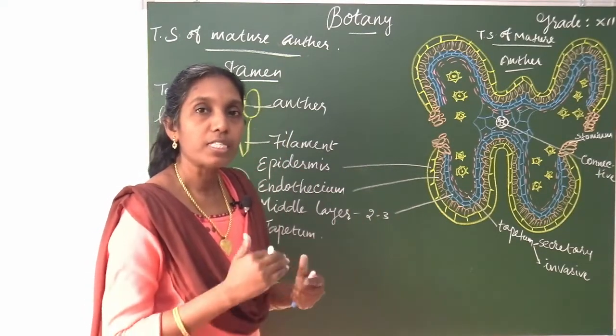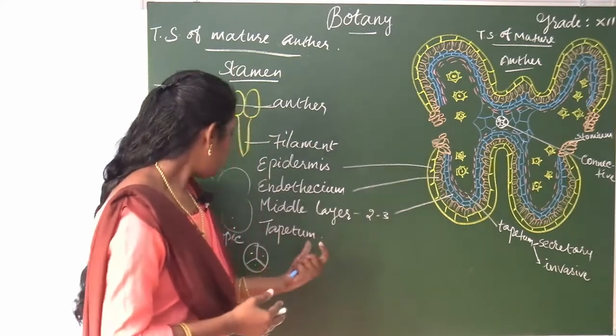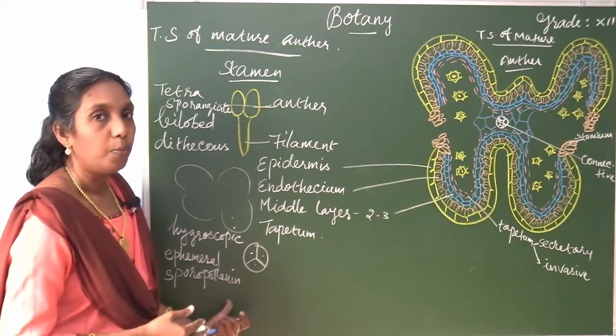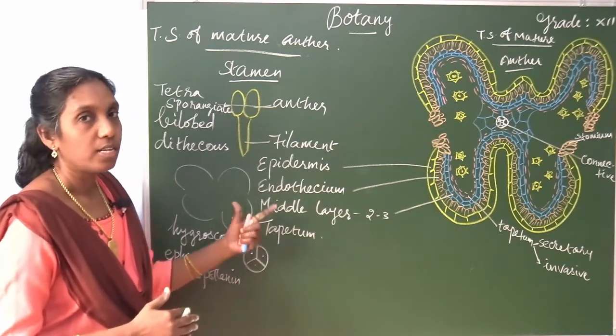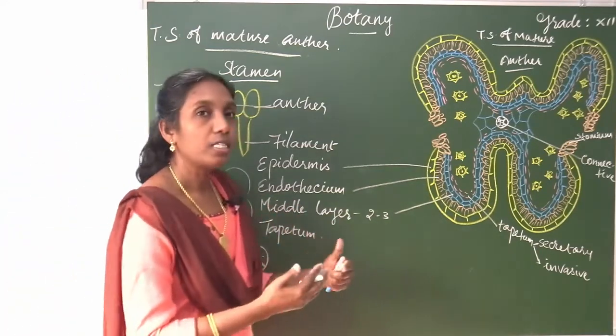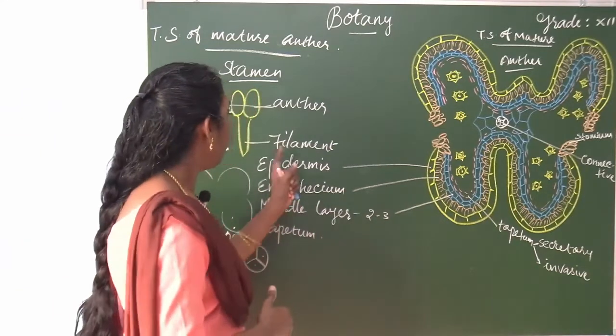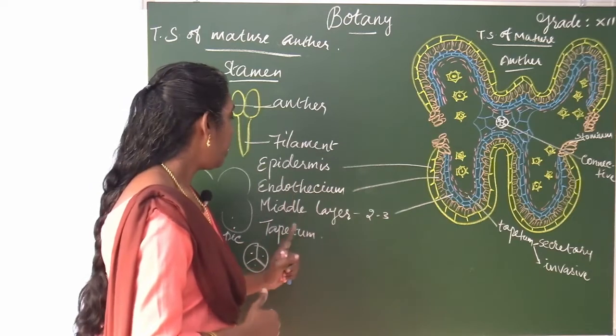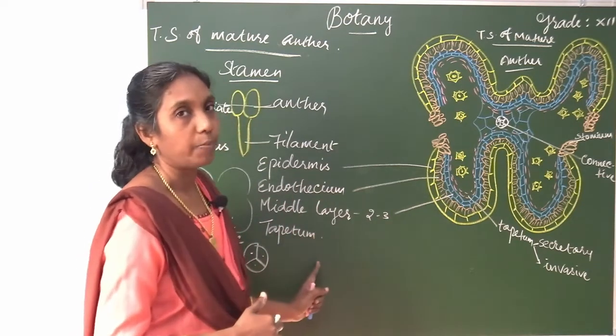The exine is made up of cellulose and sporopollenin. So this tapetum contributes the layer of sporopollenin. That's the function of tapetum. So, tapetum is the innermost layer. Now, 4 wall layers are there: epidermis, endothecium, middle layer and tapetum.